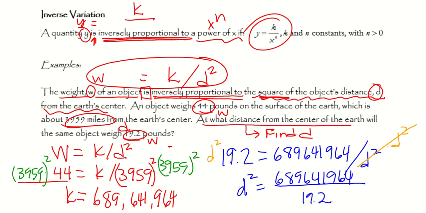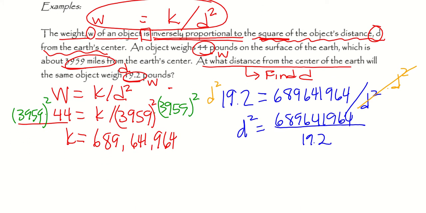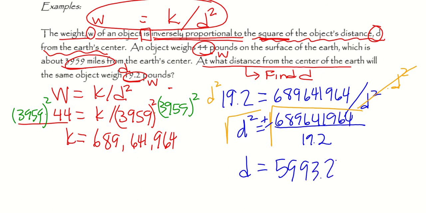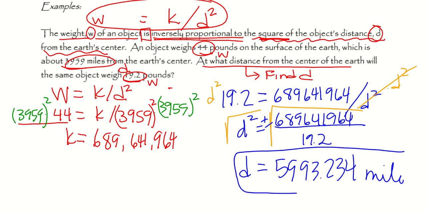So from there, I'm trying to solve for D, not for D squared. So I would take the square root of both sides of this equation. That's going to give me D alone, since D can't be negative, right? I don't have to consider the negative. Evaluate this in my calculator, and I get 5993.234, and that would be in miles. So that answers my question using my power function.